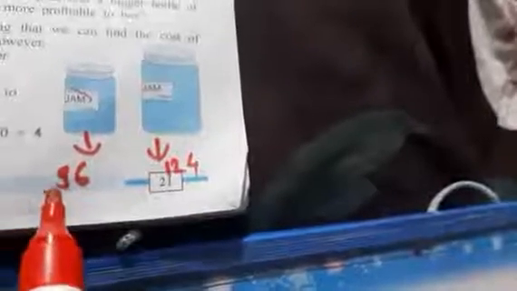For example, see: a shop sells a 450 gram bottle of jam for 96 rupees and a bigger bottle of 600 gram for 124 rupees. Which bottle is more profitable to buy? One bottle is of 450 gram and the second bottle is of 600 gram. The cost of this bottle is 96 and the cost of the bigger bottle is 124. So out of these two bottles, which one is more profitable? This we have to find.